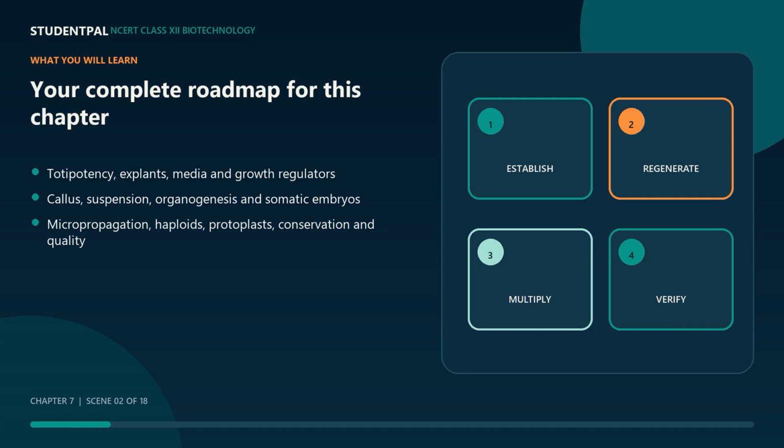We will organize micropropagation into initiation, shoot multiplication, rooting and acclimatization. Special techniques include anther or microspore culture for haploids and protoplast isolation and fusion. We then study meristem culture for cleaner planting material, slow growth storage and cryopreservation for germplasm, and finish with contamination, genotype dependence, somaclonal variation, authentication and genetic stability.